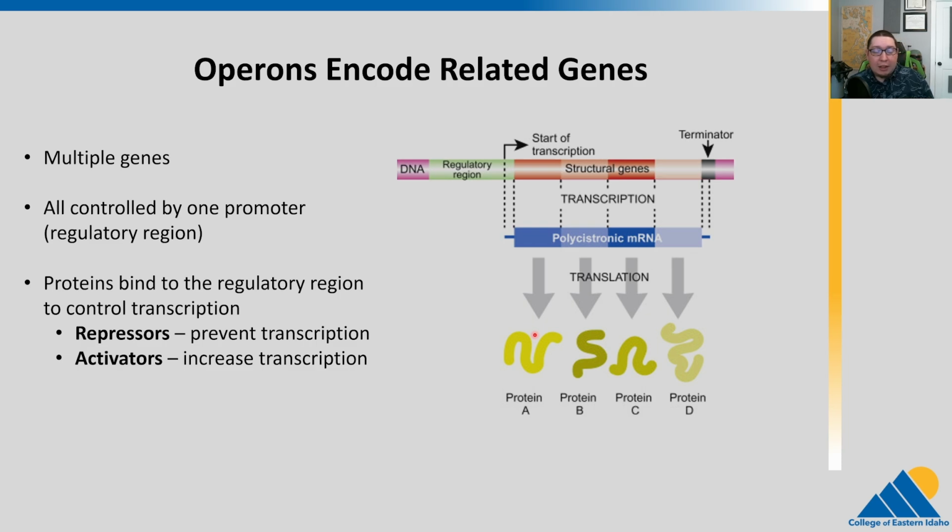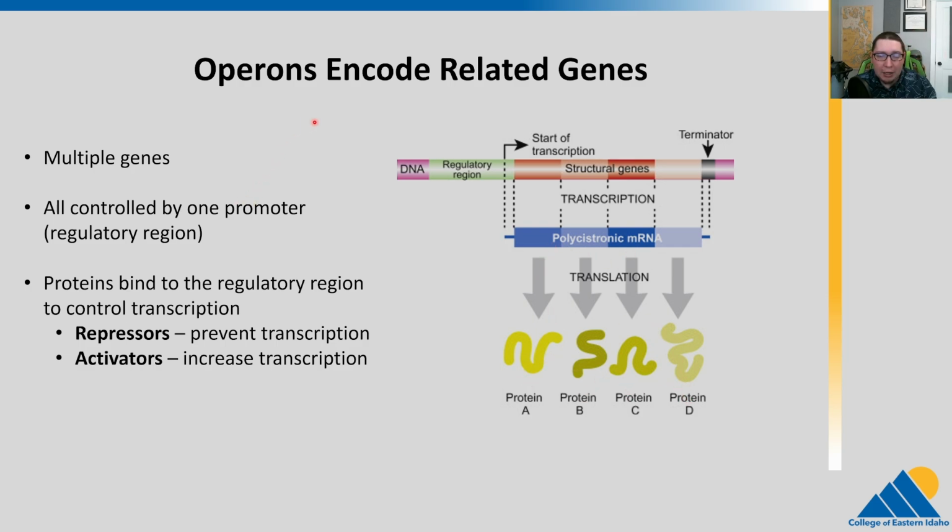Okay, so let's look at the structure of prokaryotic genes. Remember, we said that there are often operons with multiple genes in there that are all regulated by one promoter region, one regulatory region. So let's take a look here. In this case, there are 4 structural genes here, and these all get made in one big polycistronic mRNA, and they get translated into protein A, B, C, and D.